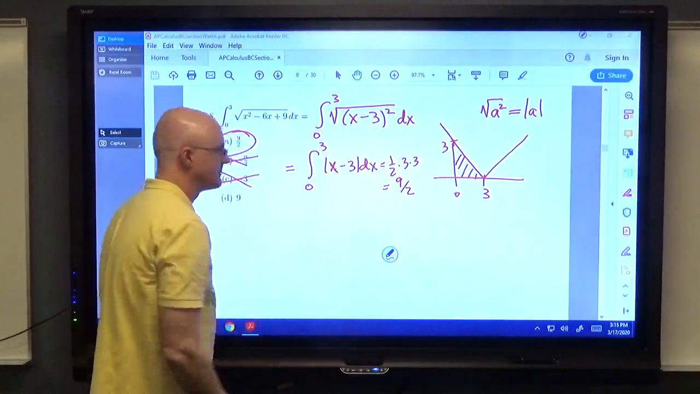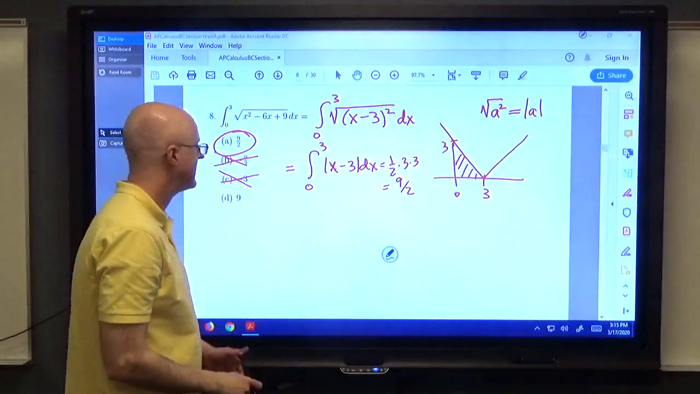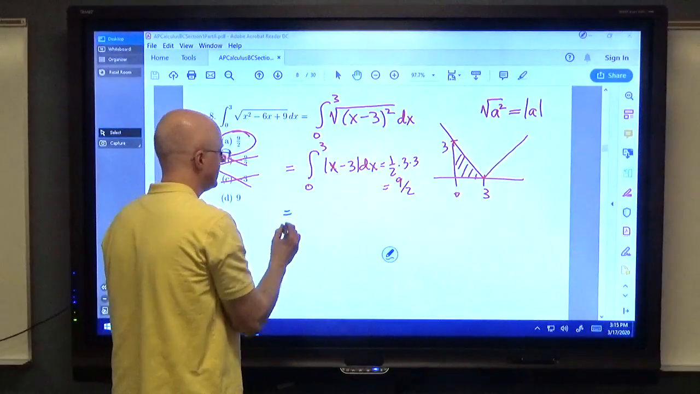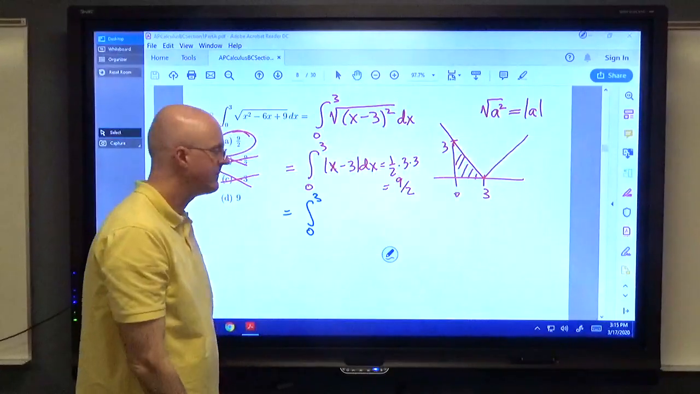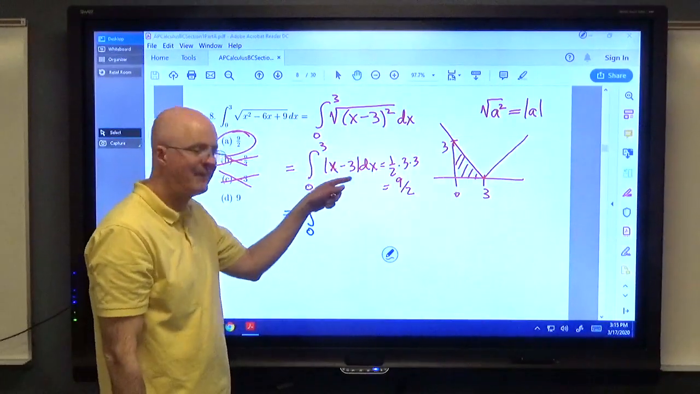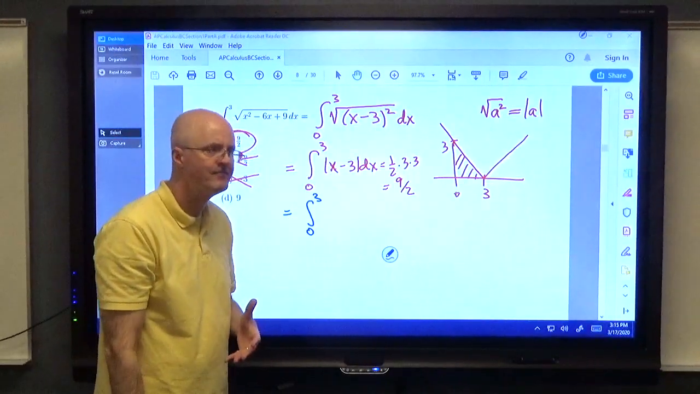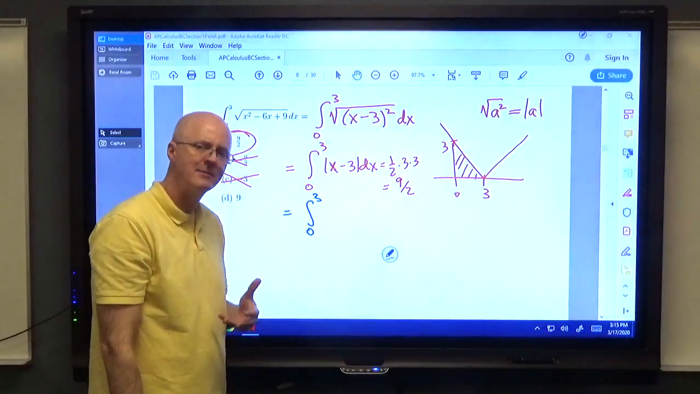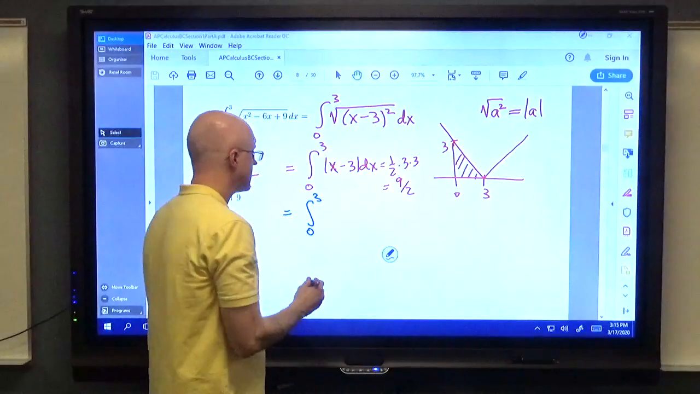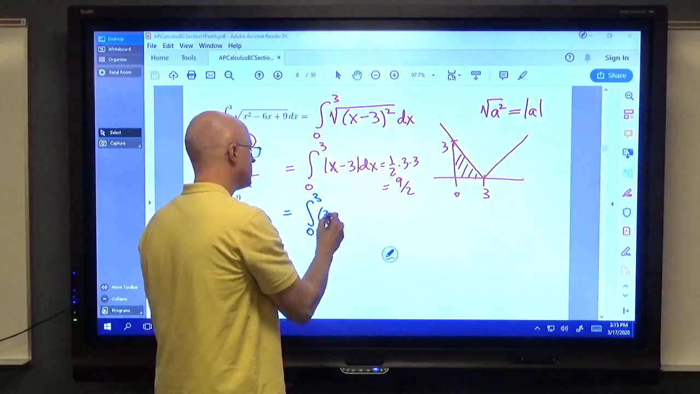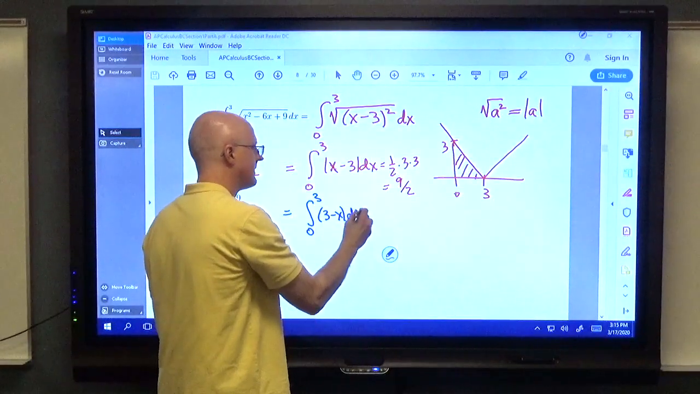But you should feel comfortable thinking about it another way. When x is between 0 and 3, x minus 3 is negative. Its absolute value, therefore, is its opposite, negative of, in parentheses, x minus 3, which would really be 3 minus x.